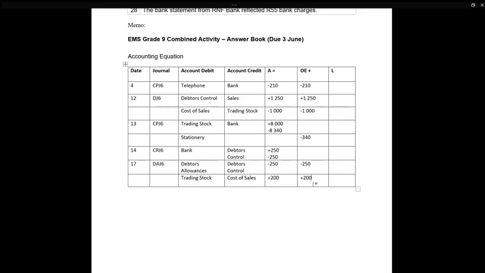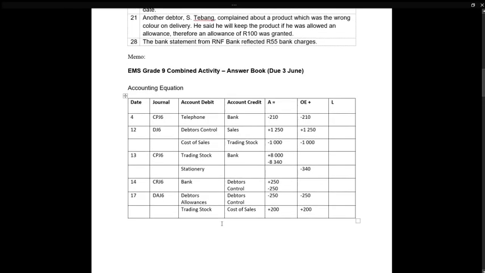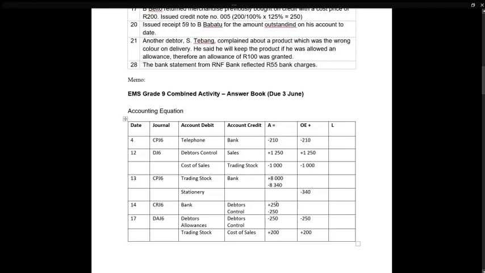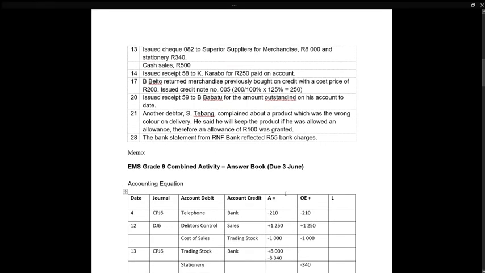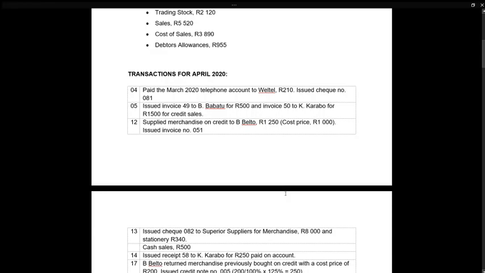Okay. So minus 250 equals minus 250 plus 0. That one's correct. Plus 200 will equal plus 200 plus 0. That one is correct. Okay, I hope this one helps and that it makes sense. But let's continue with the rest of the activity. You will still see a lot of this type of questions and activities.